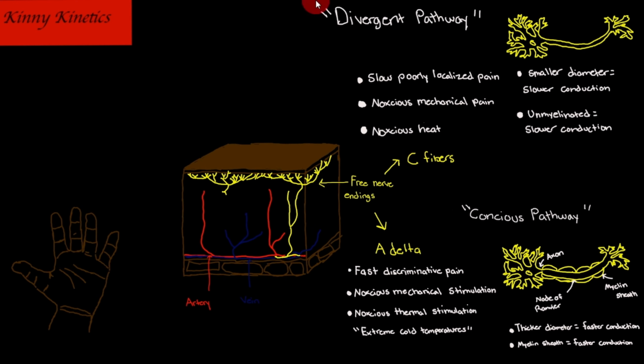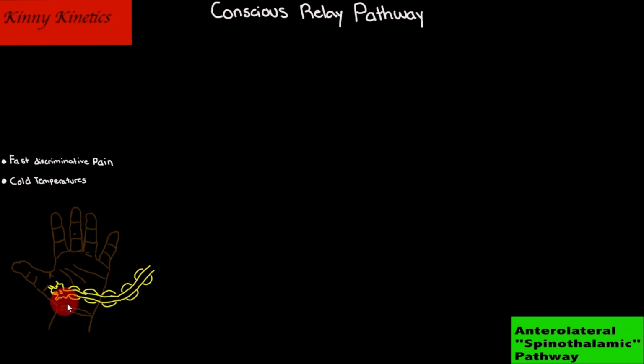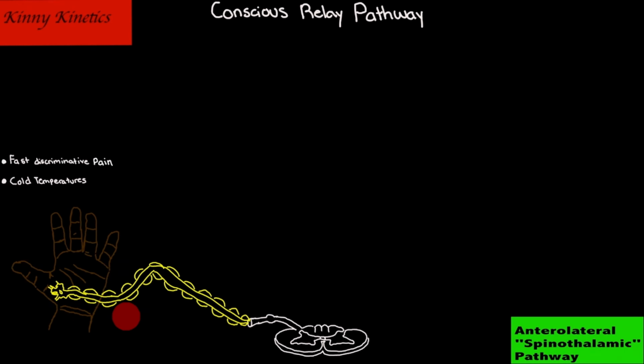C fibers are a part of the divergent pathway of the spinothalamic tract, and A delta fibers are a part of the conscious pathway of the spinothalamic tract. Here, we are going to start with A delta fibers in the conscious relay pathway. A delta fibers, again, are in charge of fast discriminative pain and extreme cold temperatures. Here we see an A delta nerve fiber in the hand. Notice its thick diameter and its myelination. Fast discriminative pain and extreme cold temperatures are picked up by the A delta fiber and travel to the back of the spinal cord through the dorsal root ganglion.